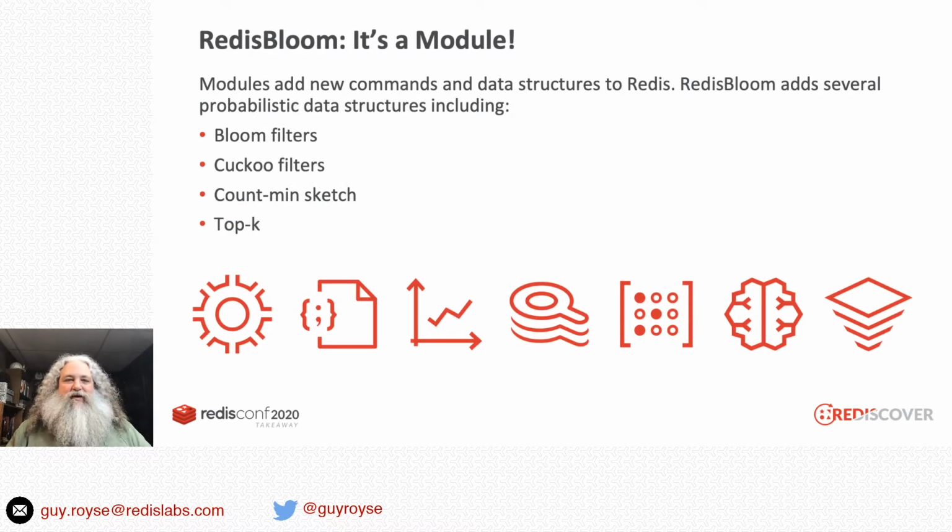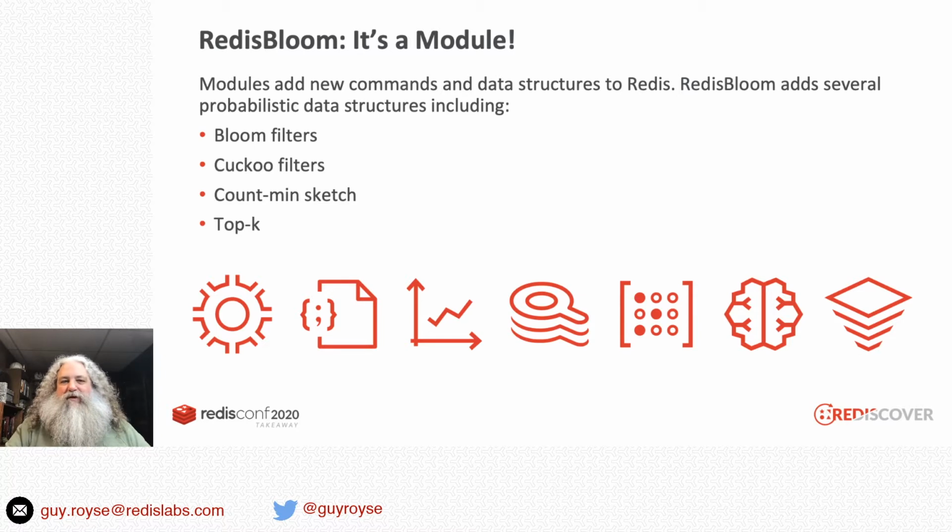Most of the probabilistic data structures we're going to look at today are part of Redis Bloom, which is a module. The exception is HyperLogLog. That ships standard as part of Redis. Redis Bloom is a module. It's an extension, a plugin that expands the capabilities of Redis. And in it, we have 4 data structures: Bloom filters, Cuckoo filters, Count Min Sketch, and Top K.